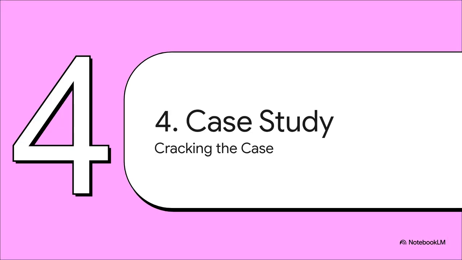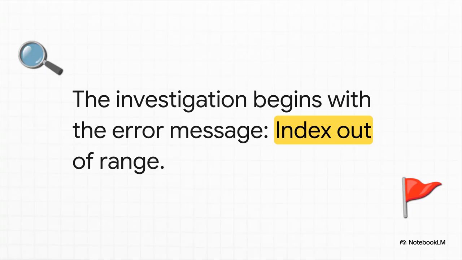Okay, theory is great and all, but let's see this detective work in action. We'll use a simple, super common case that trips up coders all the time. So, the investigation begins with our very first clue, an error message, index out of range. You see, this message is like a witness pointing to a specific location. It tells us we tried to access something in a list that just doesn't exist. So we know exactly where to start looking.